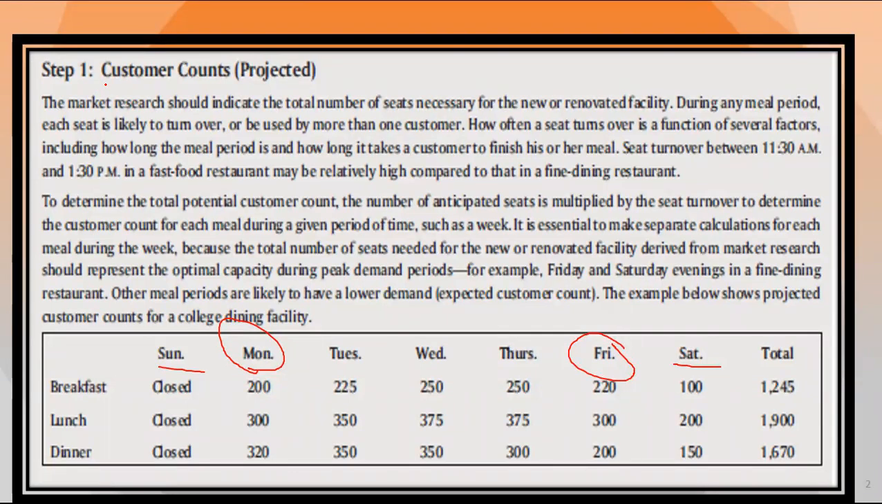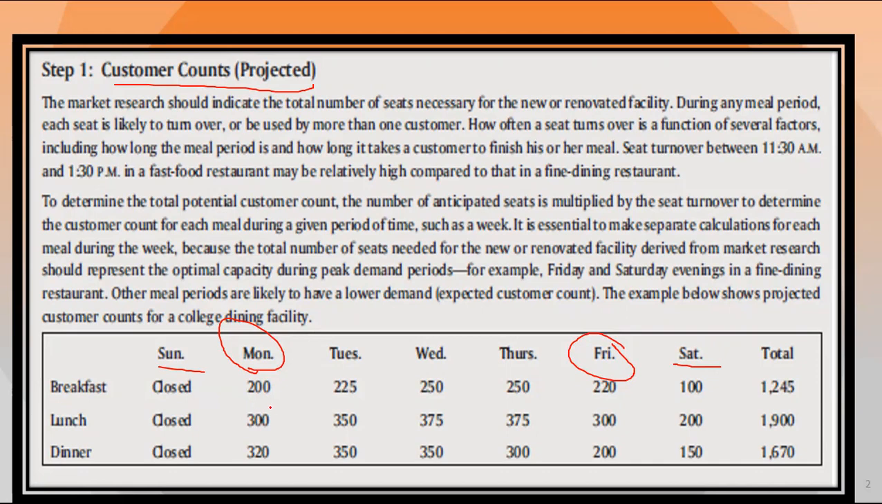So in finding customer counts, you need to project. From Monday to Saturday, and according to the meal of the day, you need to have projections of the number of customers that will dine in at your establishment. You can also base that on your online survey questionnaires. But because you have limited respondents, you can project according to the time of the day.